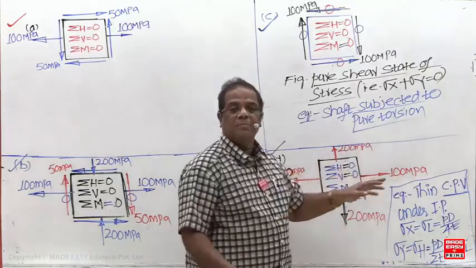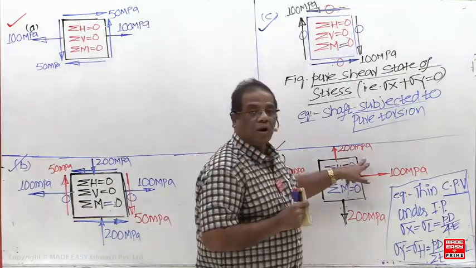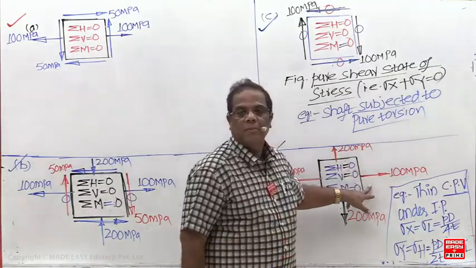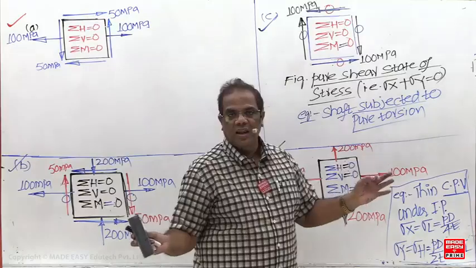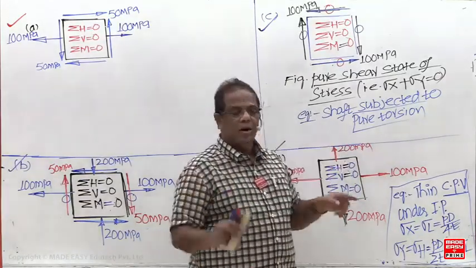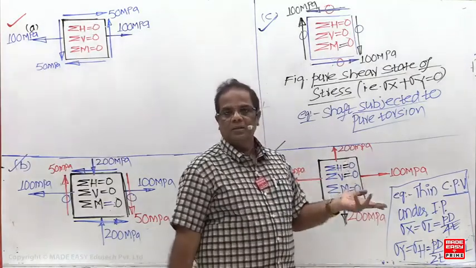Some students will remember the sigma 1, sigma 2 formula and use it here also. If you use that sigma 1, sigma 2 formula here, you are a non-flywheel. Don't use the equation for every question. Directly, what are the principal stresses now? Sigma 1 is 200, sigma 2 is 100. That's all.